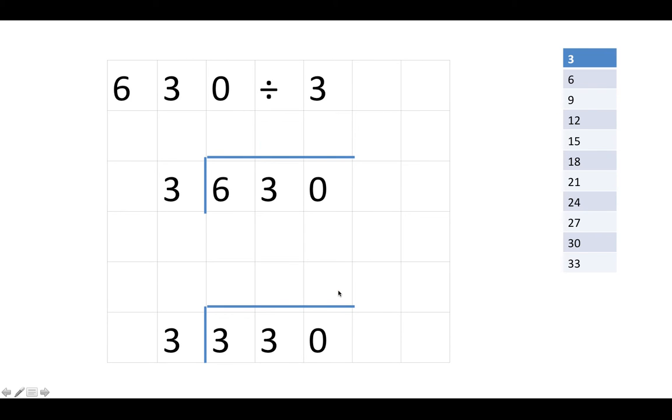Here, where the number ends in a 0. So I'll do the first one and then you can try the next one. 6 divided by 3 is 2. 3 divided by 3 is 1. 0 divided by 3 is 0. You must write the 0 in. Pause the video and do the next one.